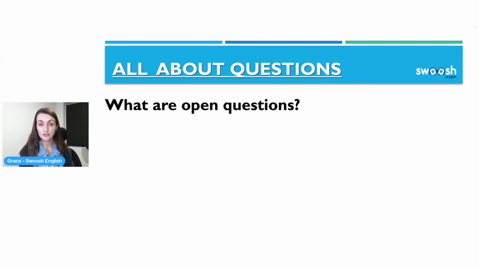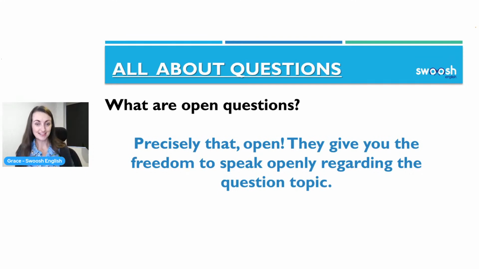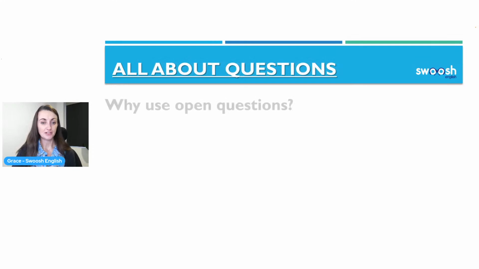Well, the first question that we can ask in our OET roleplay is open questions. So they are precisely that, they are open. They give you the freedom to speak openly regarding the question topic. The patient's answer could be any number of things. It's not just going to be a yes or no answer. We're going to look at some examples in a minute, so just stay with me. Yes, Joy, you would use open questions to ask about symptoms, exactly. Let's have a look then.